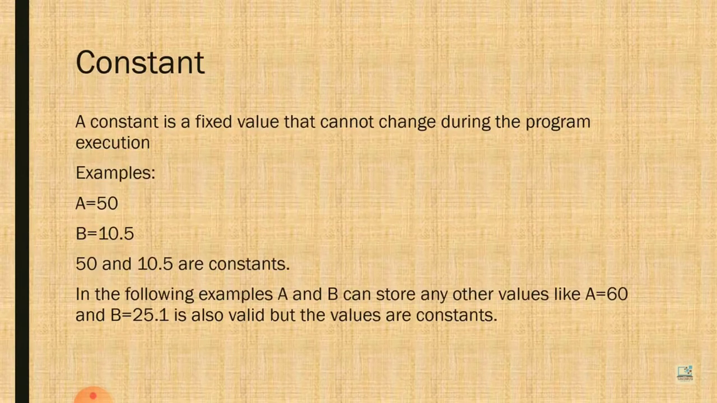Next is, what is a constant? A constant is a fixed value that cannot change during the program execution. Examples: A equal to 50, B equal to 10.5. If you see, these are the same examples, but A and B are the variables, whereas 50 and 10.5 are the constants. So we can say that the values are the constants. And what is special about a constant? That their value is not changing. They are fixed values, okay?